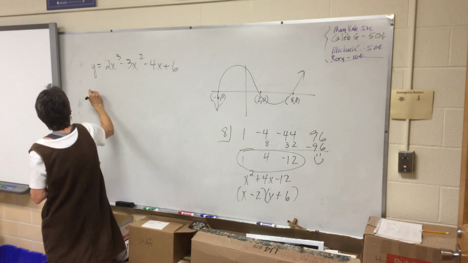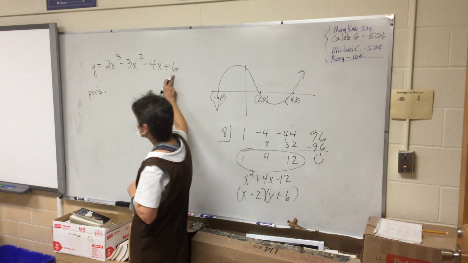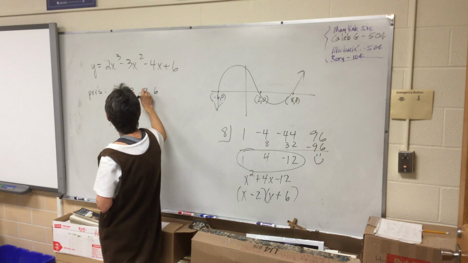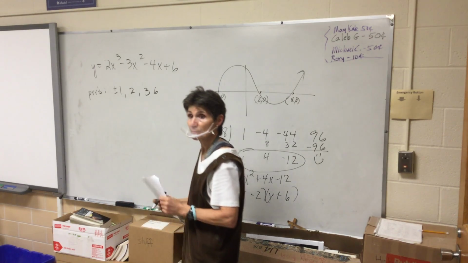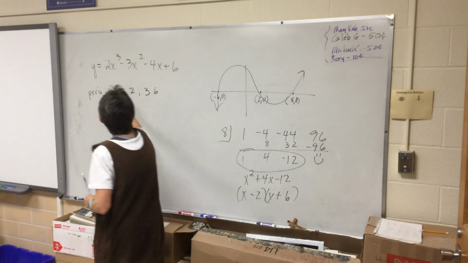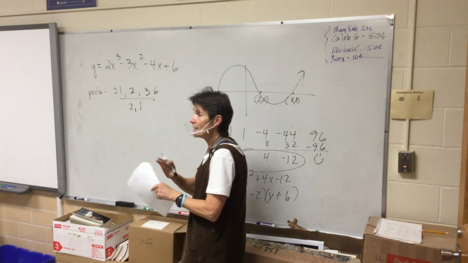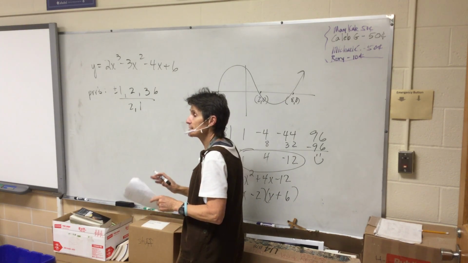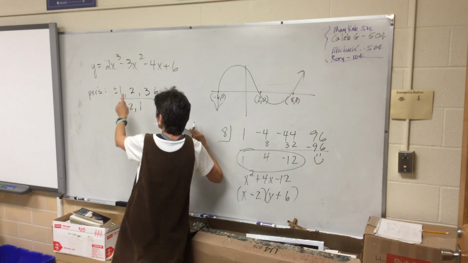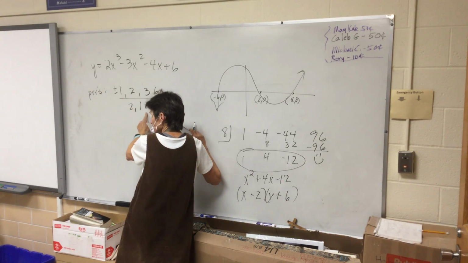What are my PRRs, my p's over q's, my possible rational roots? Plus or minus 1 and 6, 2 and 3, so 1, 2, 3, and 6 are factors of 6, but this time it's over 2 and 1. Now, what does that mean? What difference does that make? Well, remember, your possibilities will be each of these over each of these.